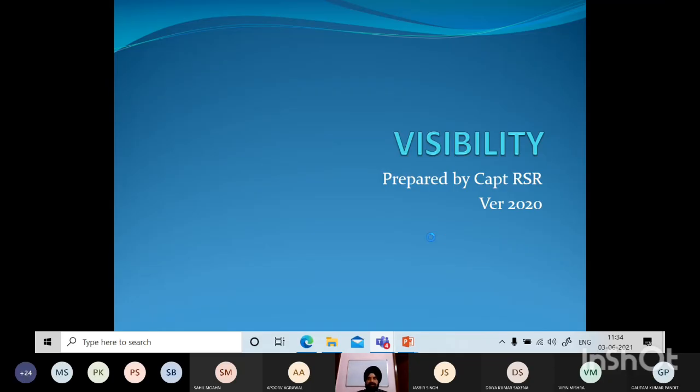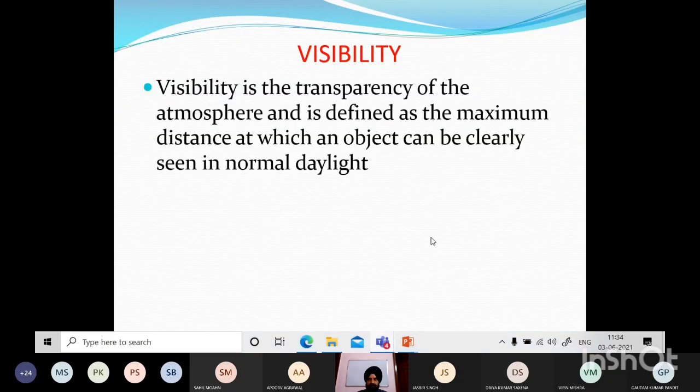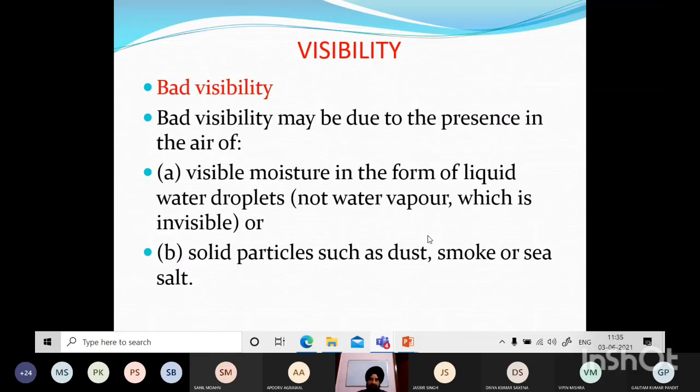Visibility is the transparency of atmosphere and defined as the maximum distance at which an object can clearly be seen in normal daylight. So how this visibility changes? Now, bad visibility we call maybe due to the presence in the air of visible moisture in the form of liquid, water droplets, not water vapor, which is invisible, or solid particles such as dust, smoke, or sea salt.